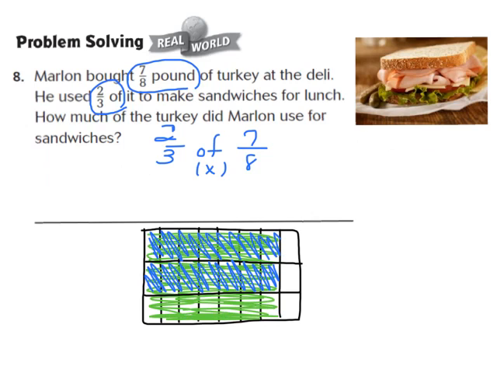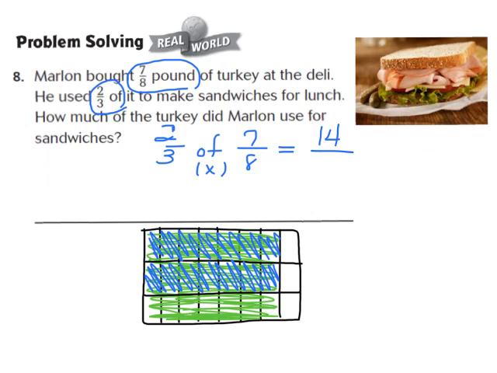Now our next step is going to be this. We now need to make our count. So we need to see how many of those smaller rectangles have both the blue and the green shaded in. So we have 1, 2, 3, 4, 5, 6, 7, 8, 9, 10, 11, 12, 13, 14. So that tells us that 14 is going to become our numerator. So we'll write the 14 down as our numerator.